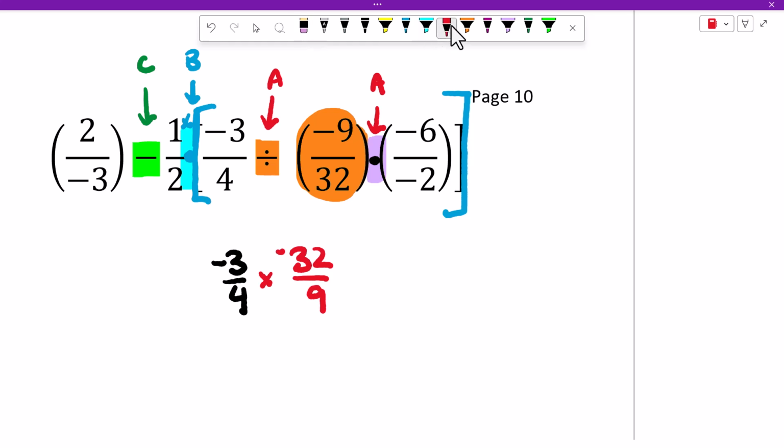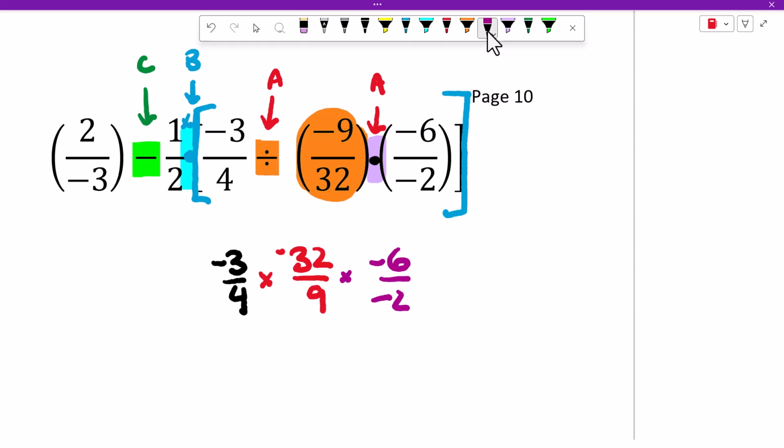Okay, then we have this times here, and that next fraction, the 6/2, does that one flip? No, because it's the times. That one stays the same. So this times stays the same, and that 6/2 stays the same, because there's no change.